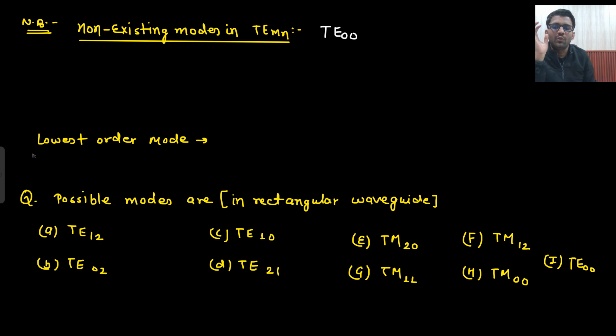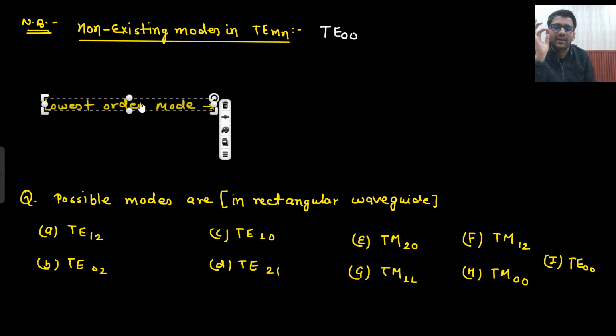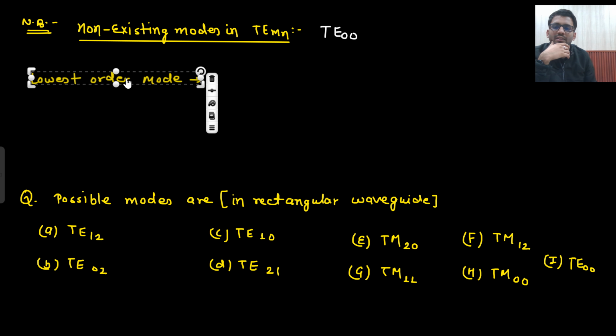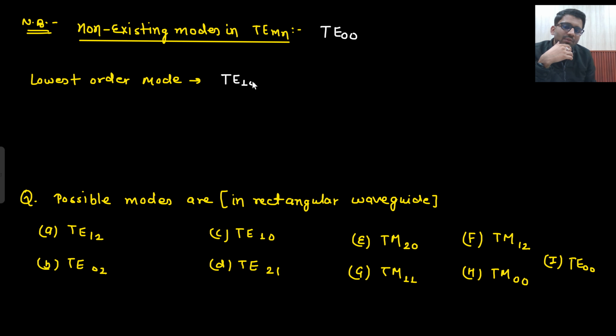And what could be your lowest order mode? So it could be either TE10 or TE01. What could be the minimum value? M value is 0, N value is 1, or M value is 1 and N value is 0. No one will ask you this in examination. I have just written it. So TE10 or TE01 could be there.